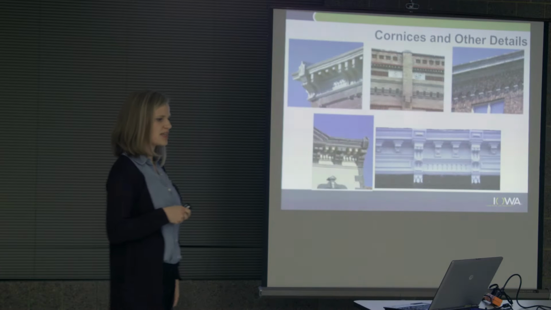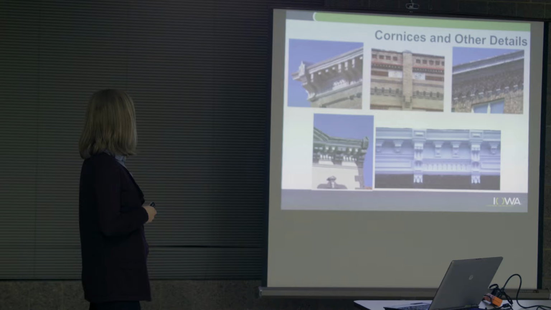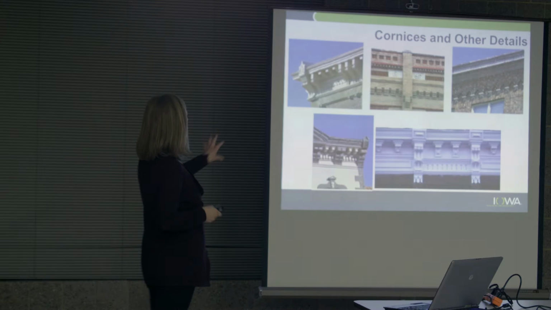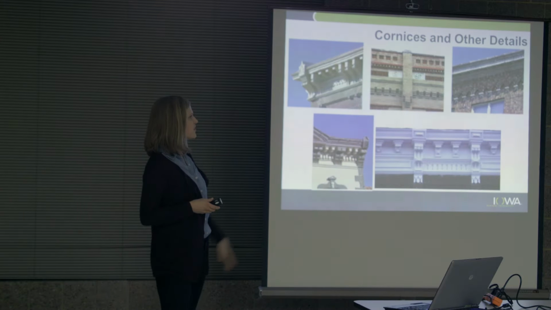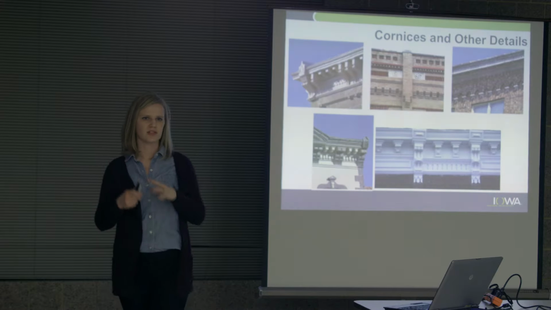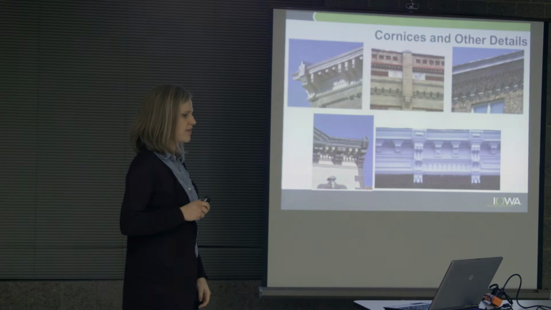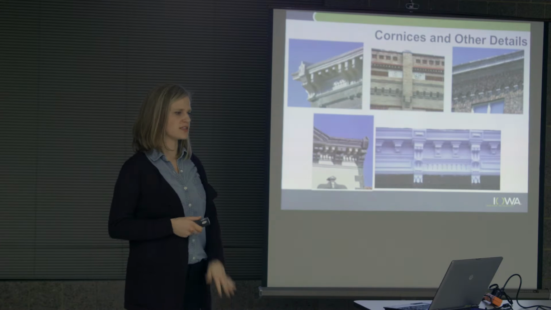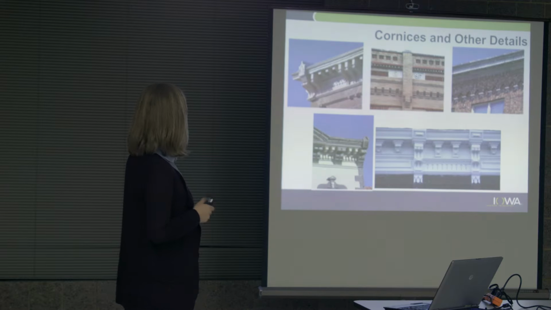These are just some examples of cornices and other details. You can see they vary quite a bit, but really make a statement for the buildings. There are a lot of decorative elements in those, and they can be made out of a number of materials, metal or wood, or sometimes stone.